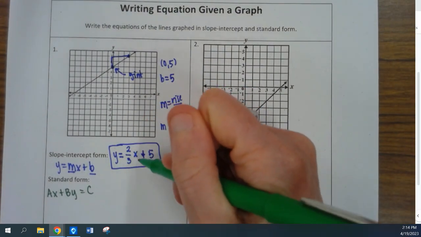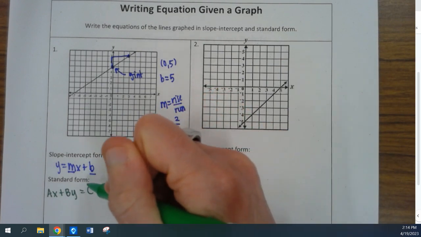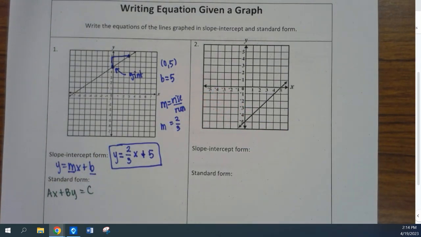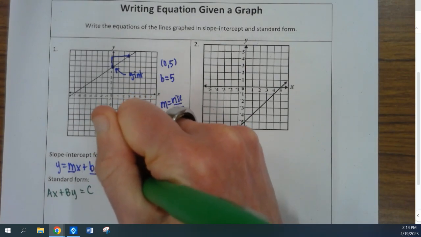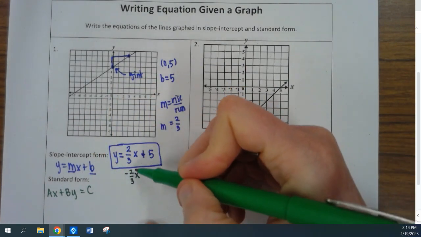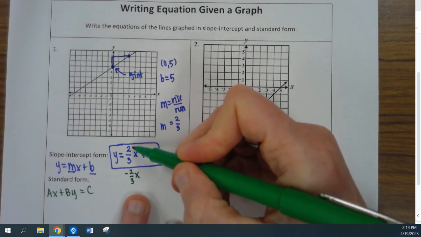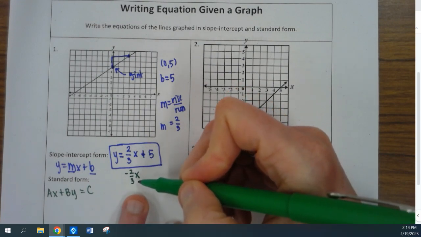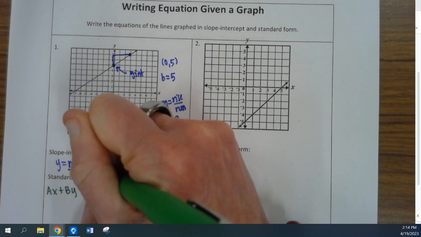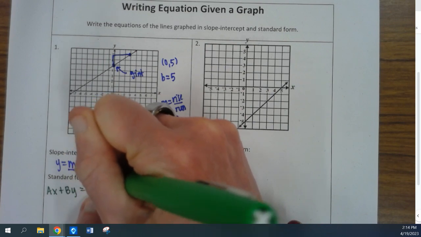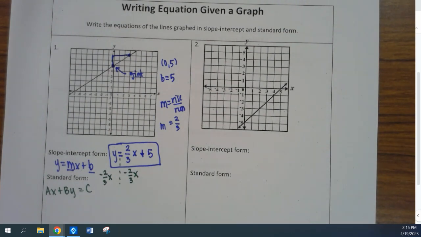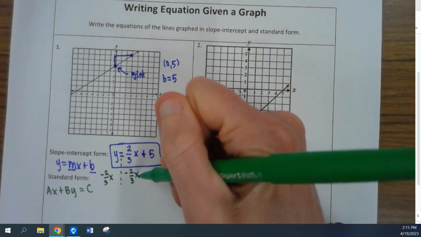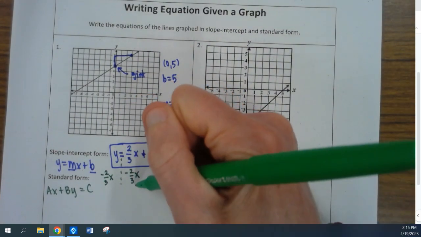If I take this 2/3 x and move it to the other side, I would need to make a 0 pair so that I would have no more x's over here. And if I subtract 2/3 x from the right side of my equal sign, I would have to also subtract 2/3 x from the left side of my equal sign. So this is my 0 pair, so those are no longer there. So those would be canceled.